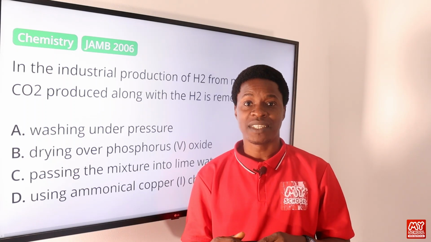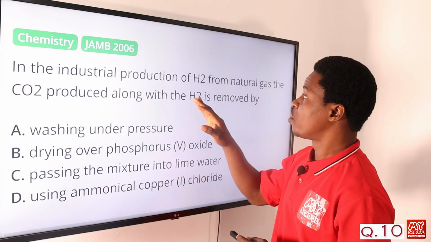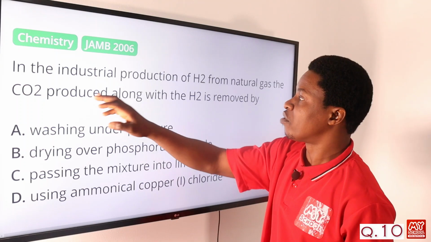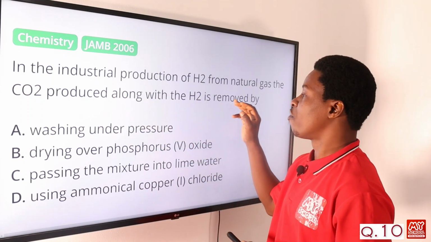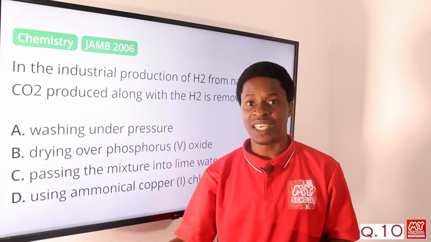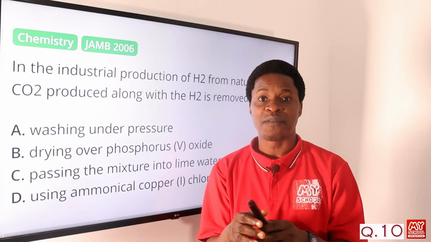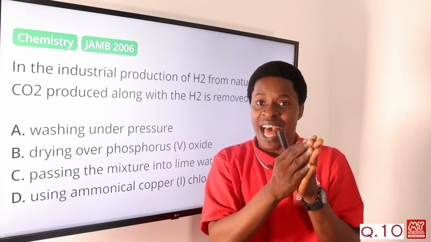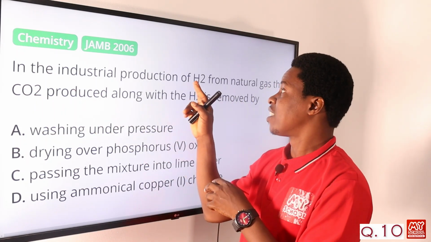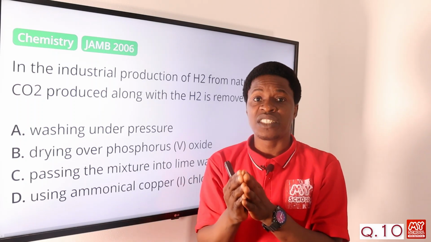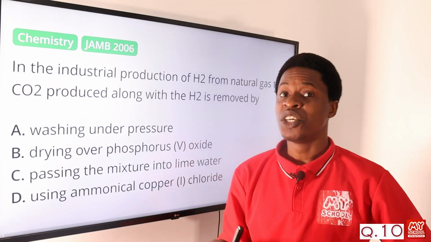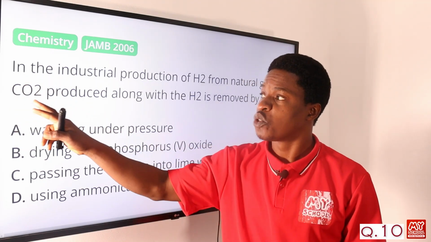Now let's move on to question number 10. In the industrial production of hydrogen gas from natural gas, the CO2 produced along with the hydrogen gas is removed by what? Don't forget that in the process of production of hydrogen, at the end product we have CO2 added to that hydrogen gas. CO2 is a gas, hydrogen is a gas, so there's an affinity between them. So first, to be able to separate them, of course, don't forget we talk about liquefaction of gases. So first you have to do what you need to do.